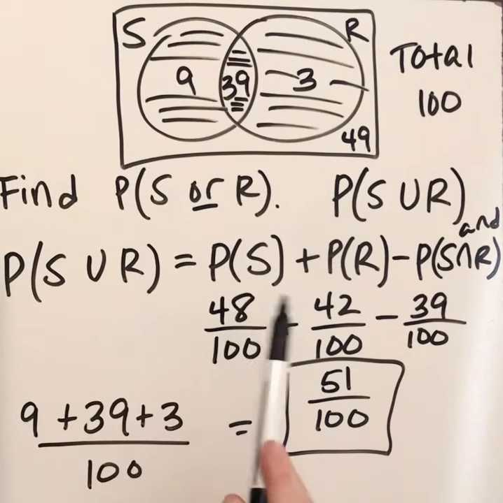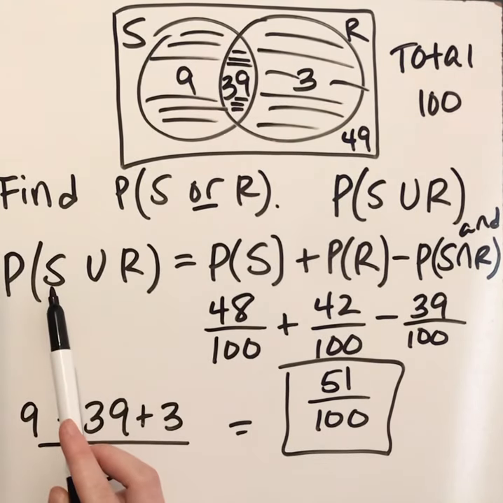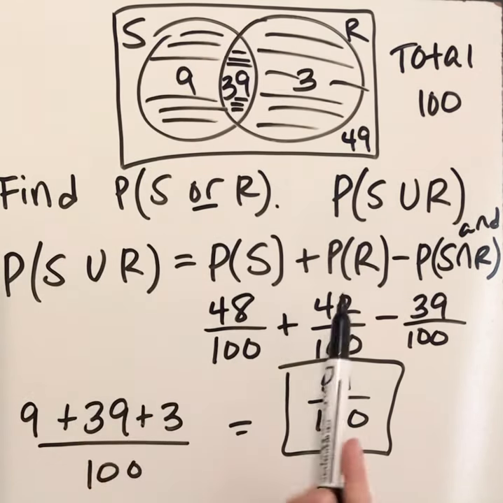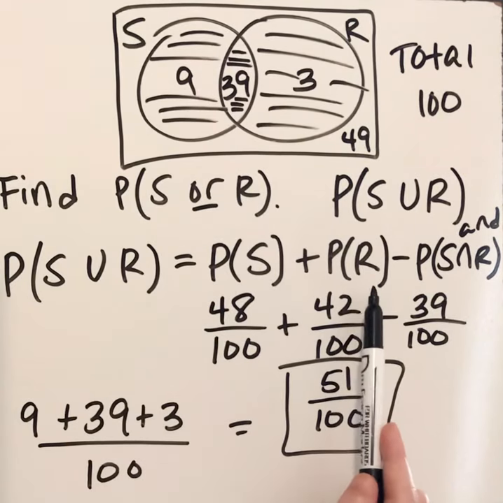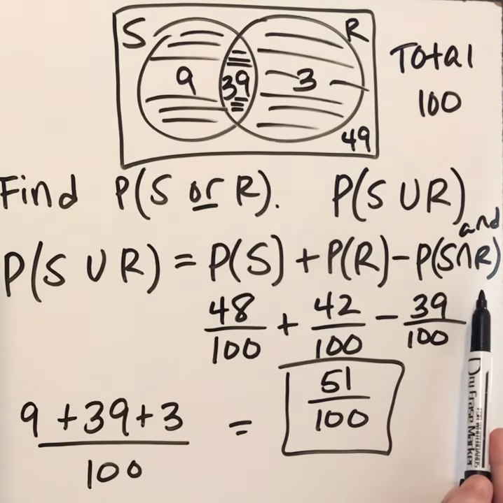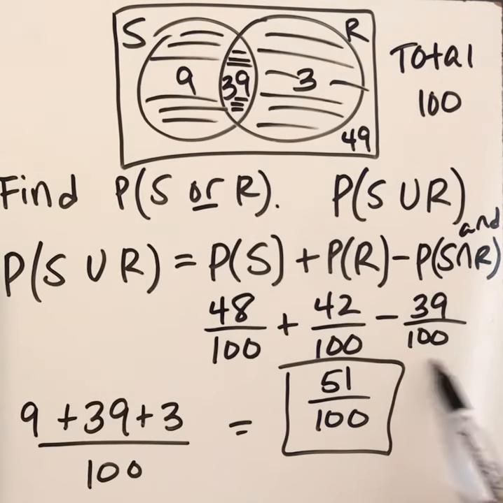So notice we're just using the formula of S union R, or S or R. That probability is equal to the probability of S plus the probability of R minus the probability of S and R. We're just getting rid of the overlap.